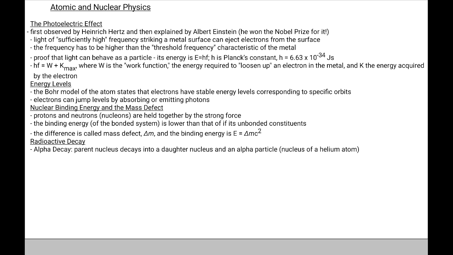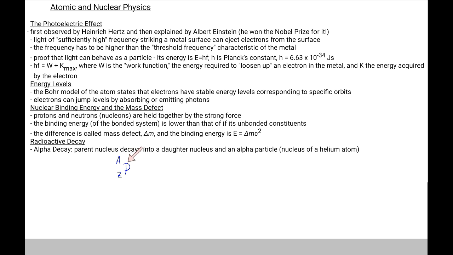The first one is called an alpha decay, where the parent nucleus decays into a daughter nucleus and an alpha particle, which happens to be the nucleus of a helium atom. So first we have to remember that for any old particle, there is something we call an atomic number and something we call atomic mass. The atomic number is the number of protons in that nucleus. The atomic mass is the number of nucleons, so the number of protons plus the number of neutrons in the particle, in the nucleus.